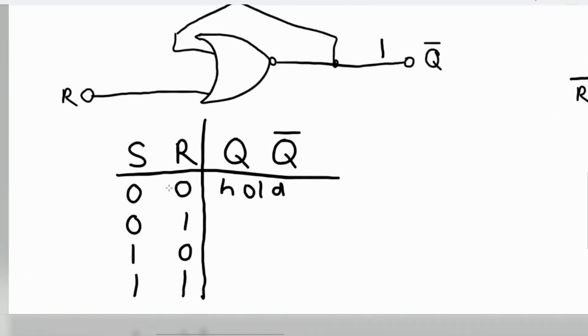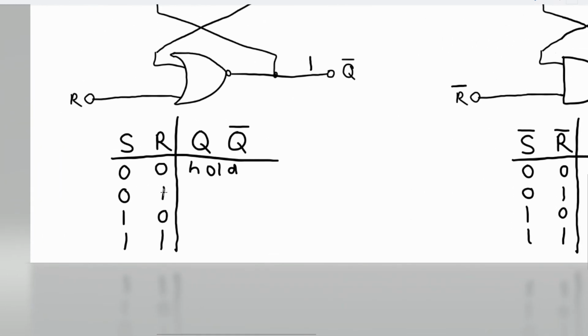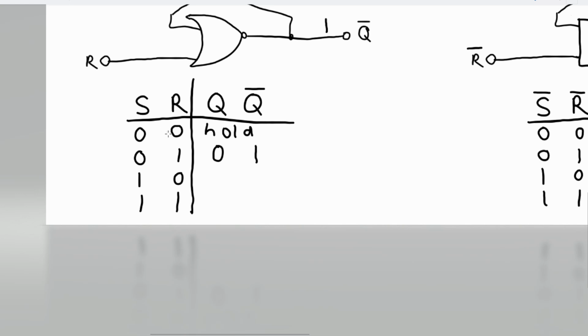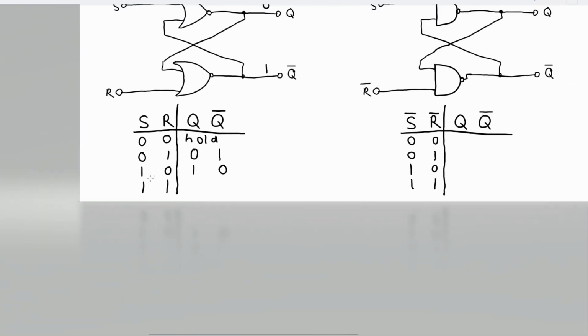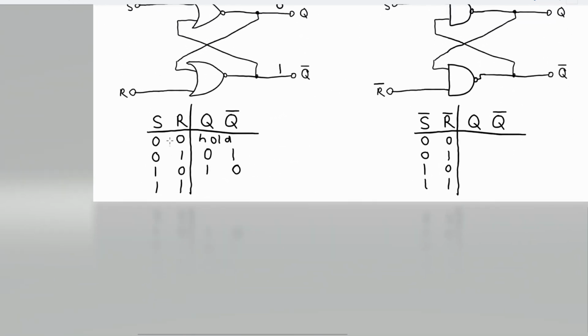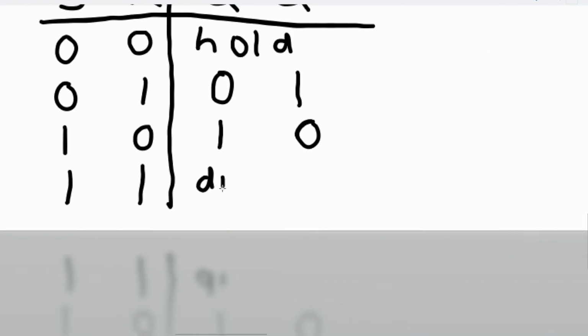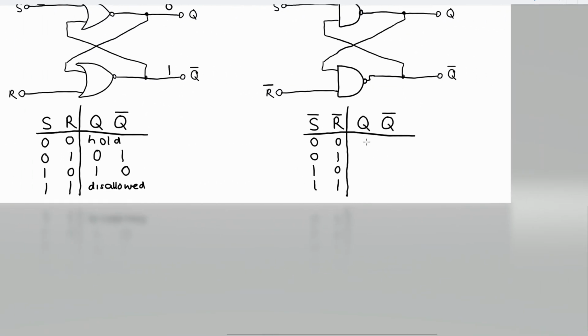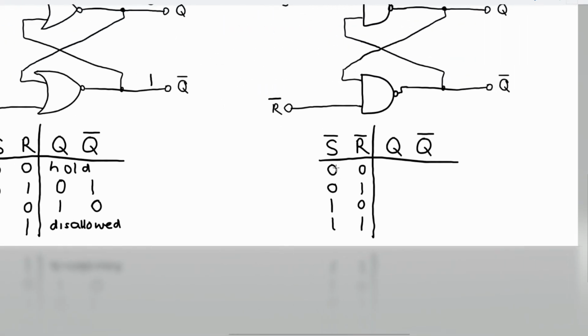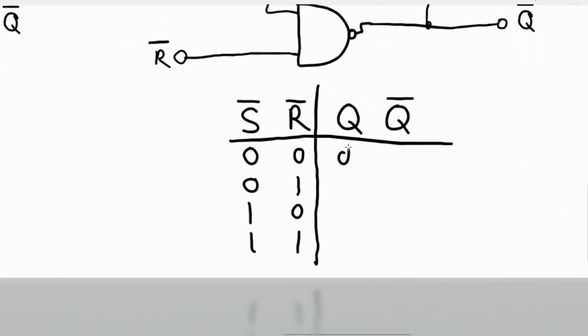So you can see in this truth table, if reset is 1, then Q will become 0, Q bar becomes 1. If set is 1, Q becomes 1, Q bar becomes 0. And if both of them are 1, this is what's called a disallowed state. On this other truth table, it is essentially the inverse. So 2 zeros is disallowed.